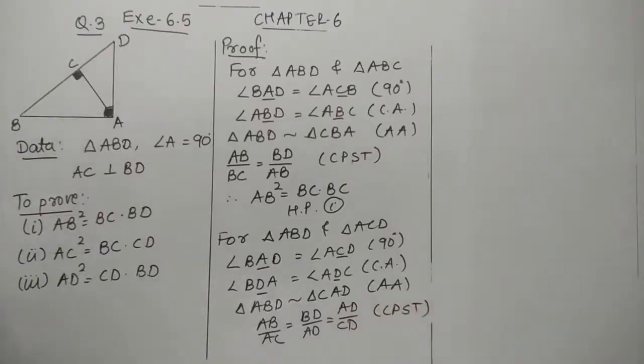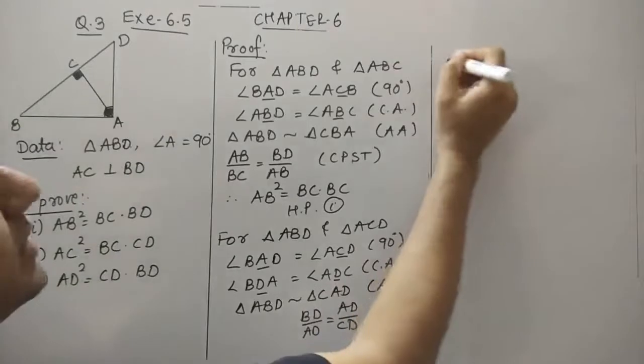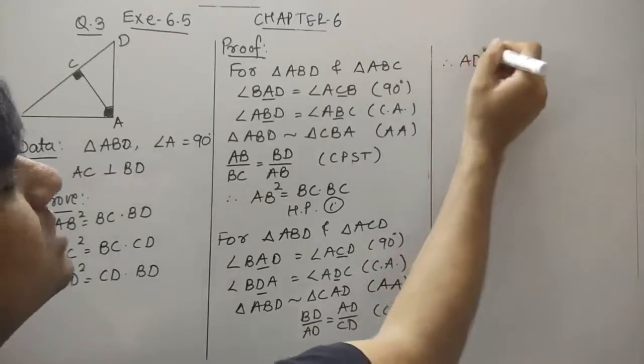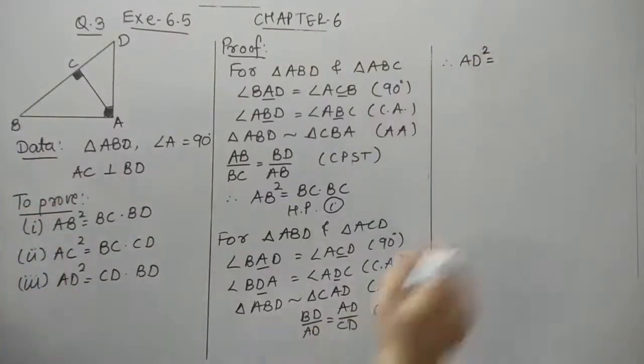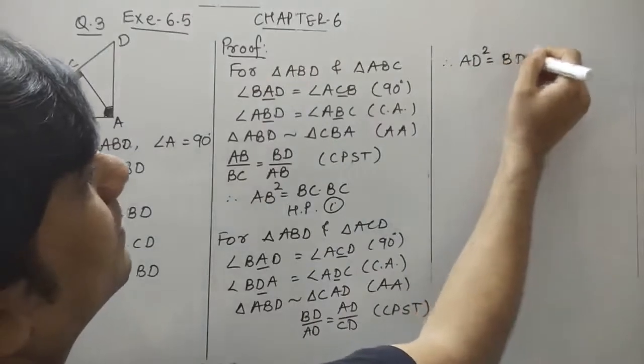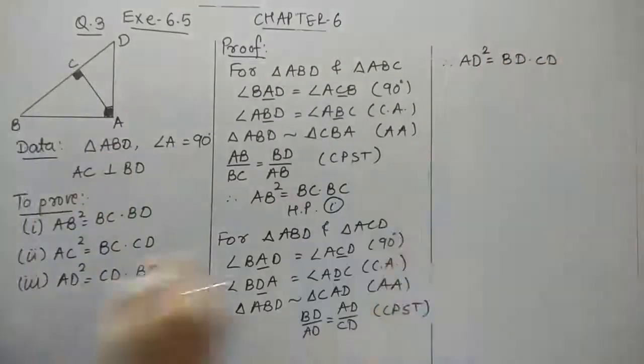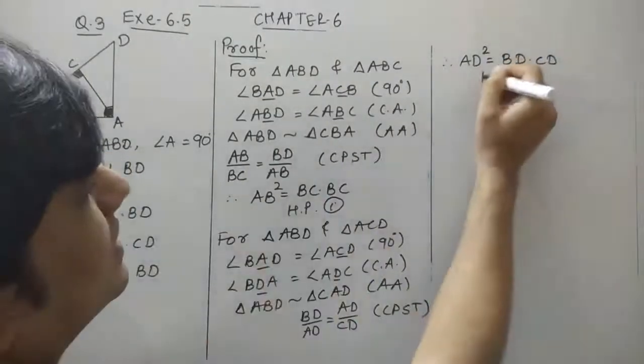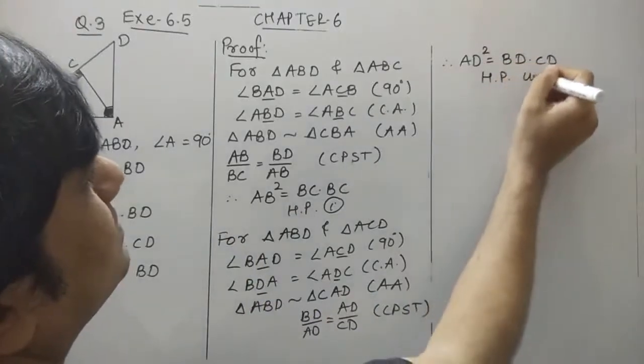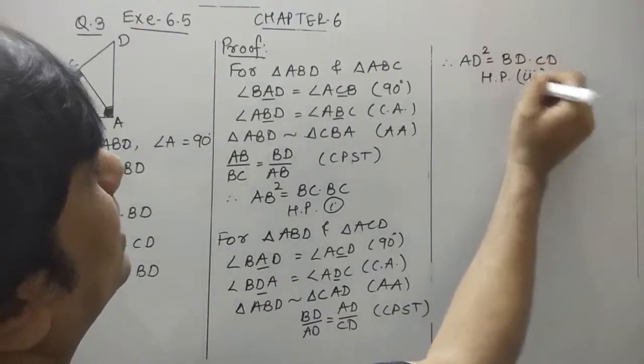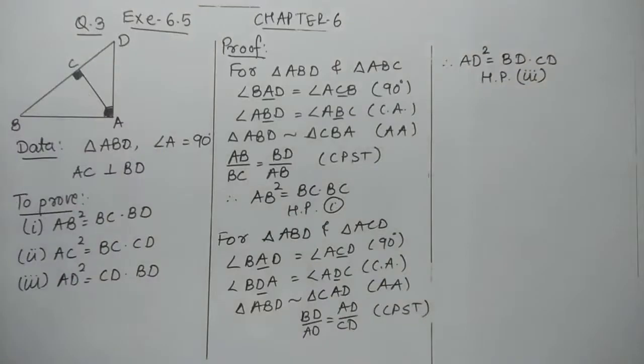You can see that we'll use this last one, because AD and AD give us AD square, so we are not going to use this one. If I do the cross multiplication of these two, I'll get AD square is BD into CD. So we obtain the third one also. Hence we have proved the third one. Now let's see how we can prove the second one.